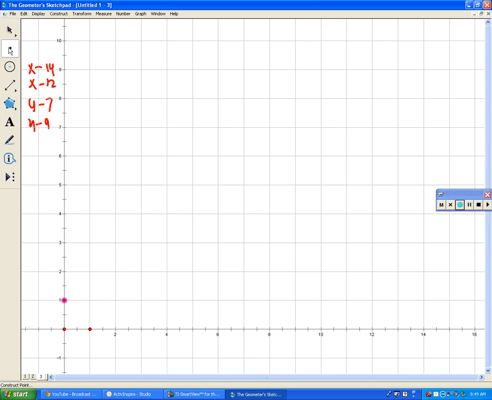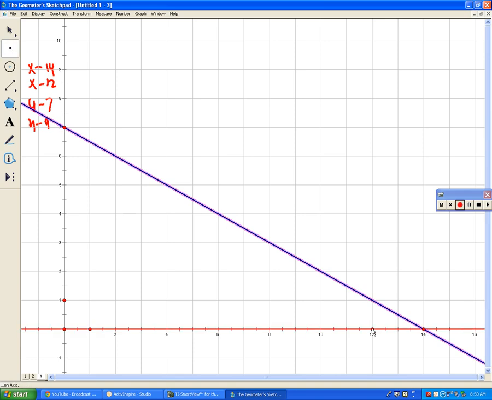Alright, so let's do some graphing. So 10x plus 20y, I need a dot at where and where? 14, 7. 14 on the x, 7 on the y. 6x plus 8y, I need a dot at 12 on the x, and 9 on the y. Now make that line.